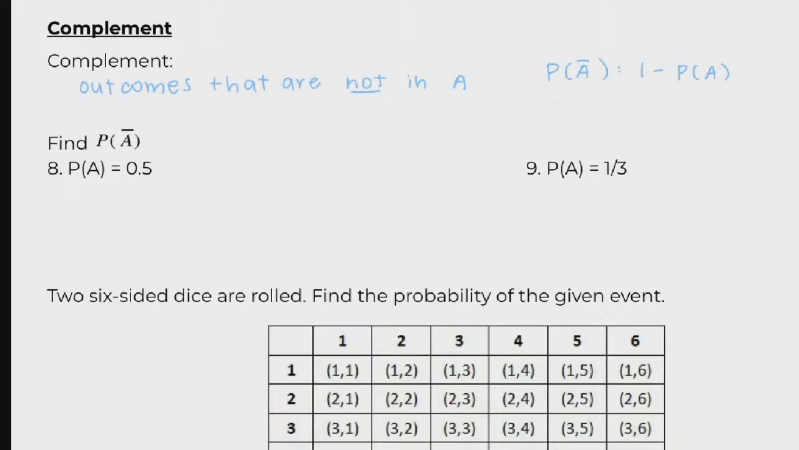So for 8 and 9, we want to find the probability of not A. The setup is going to be the probability of A bar equals 1 minus 0.5. So that's going to be 0.5. Then for number 9, we're given that the probability of A is 1/3. So the probability of not A is going to be 1 minus 1/3, which is 2/3.